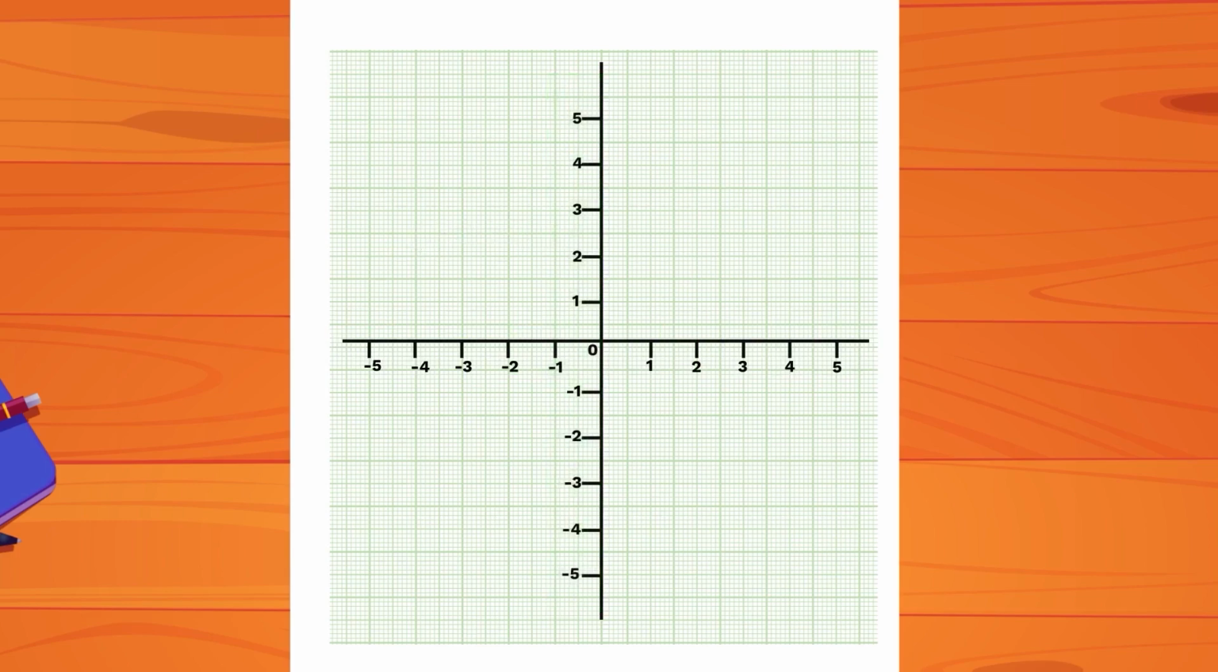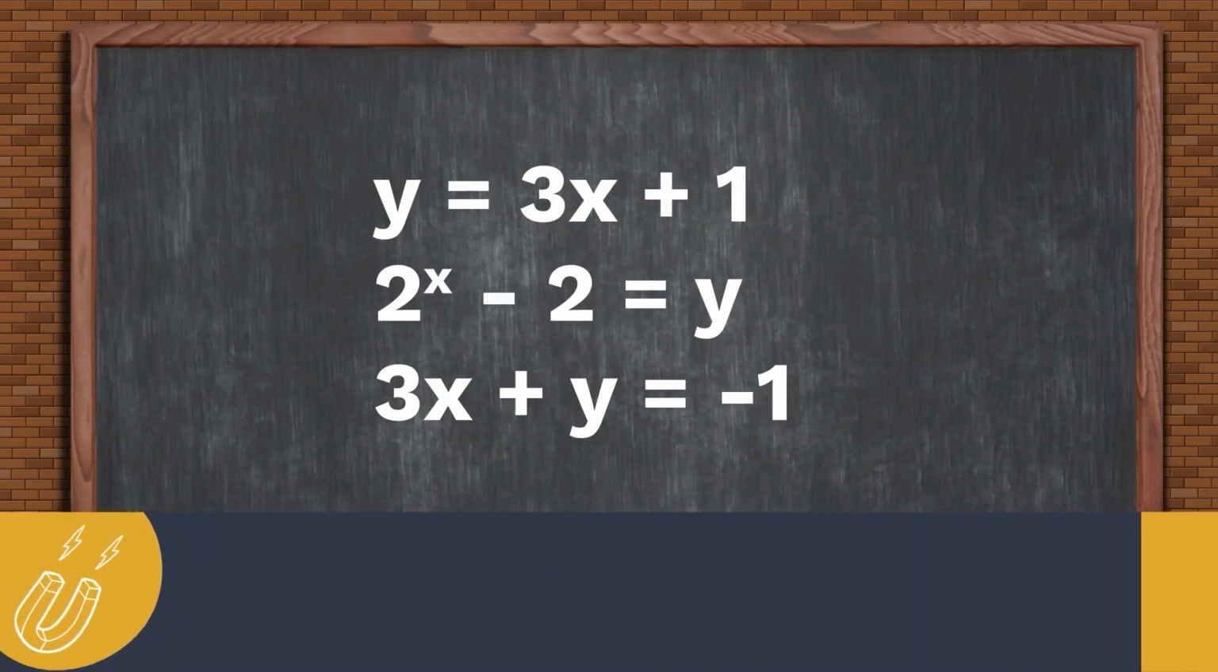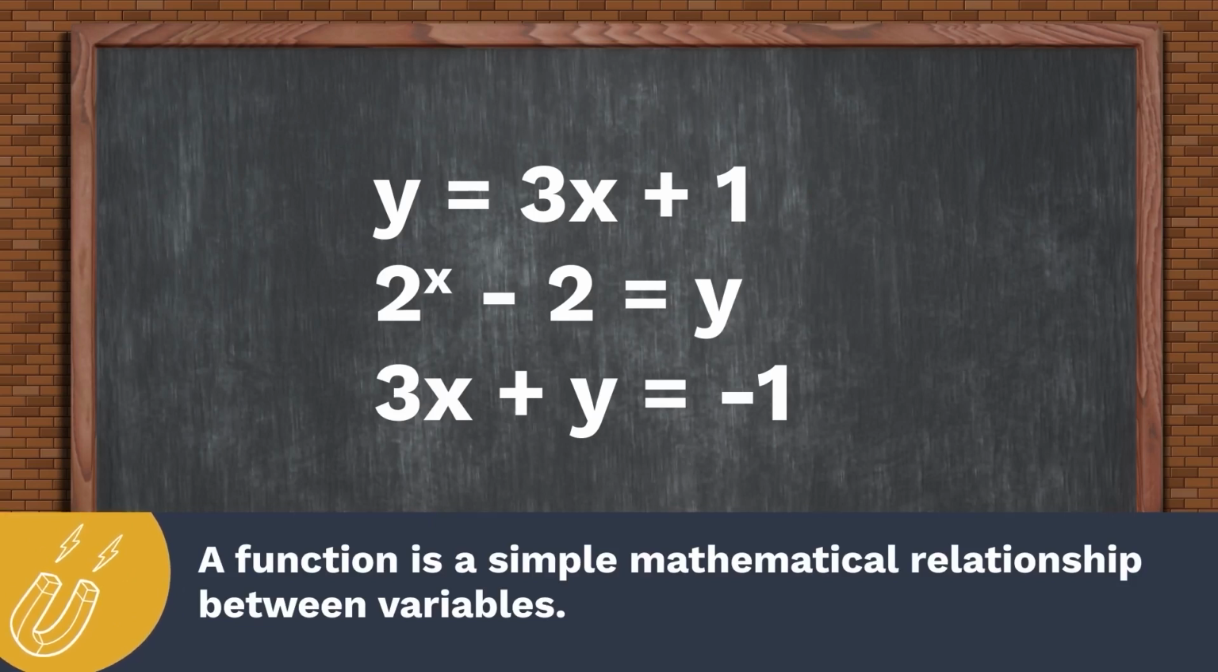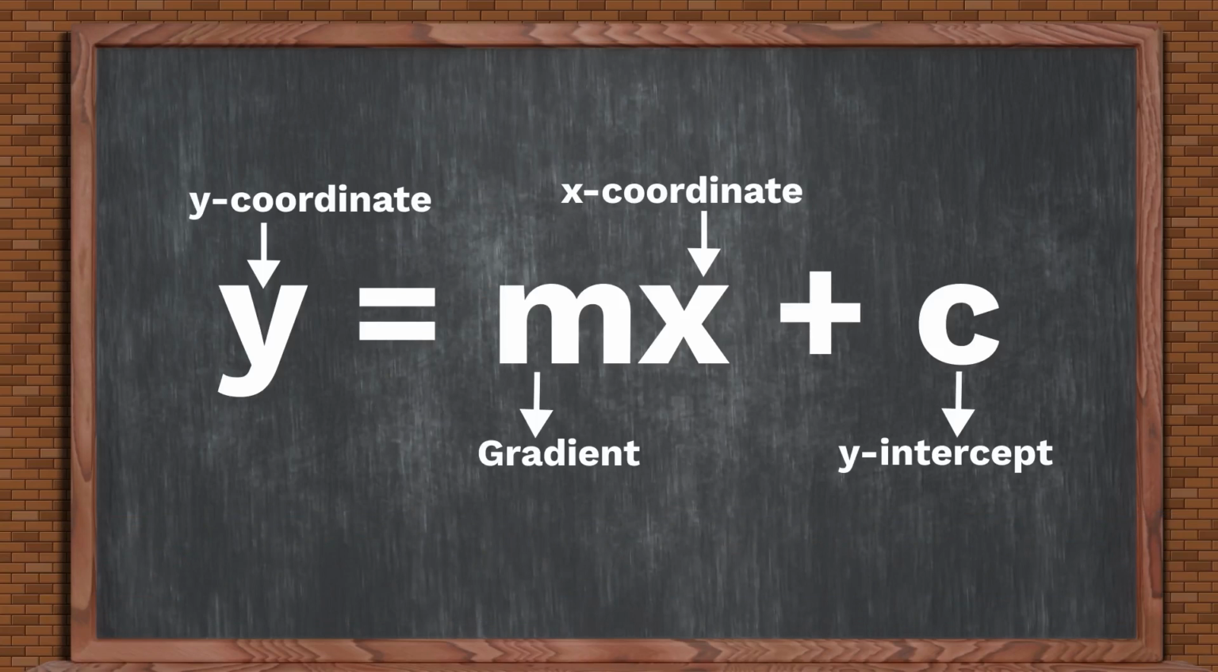The Cartesian coordinate is used to represent functions. A function is a simple mathematical relationship between variables. A function is said to be linear whenever the power of the independent variable is 1 or 0.